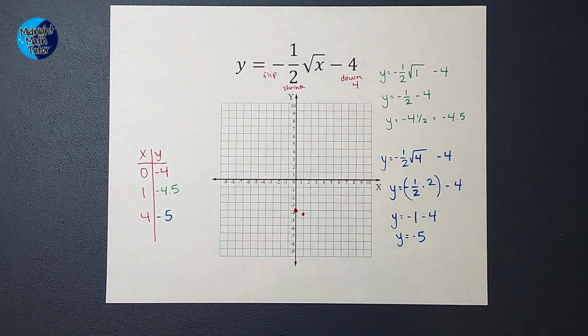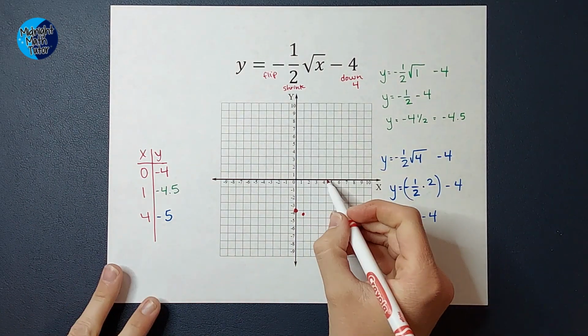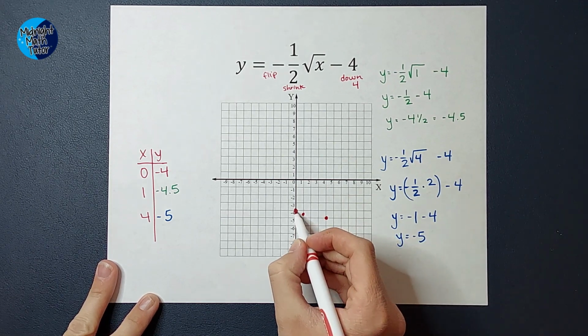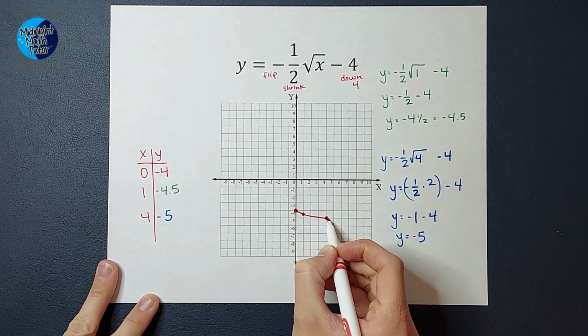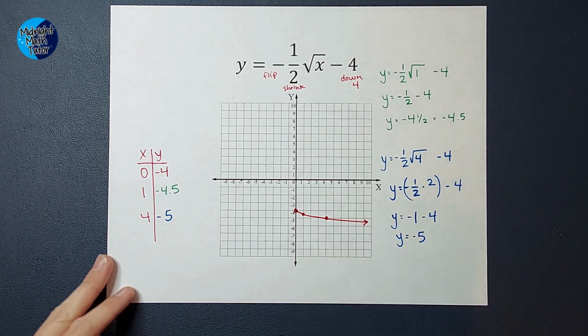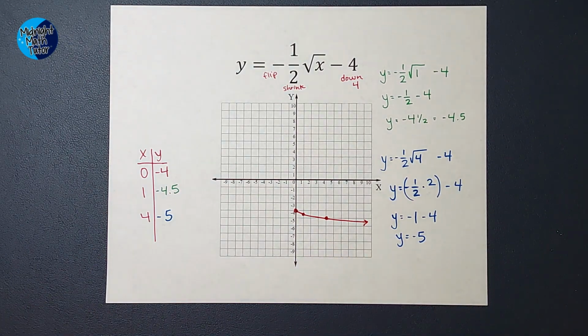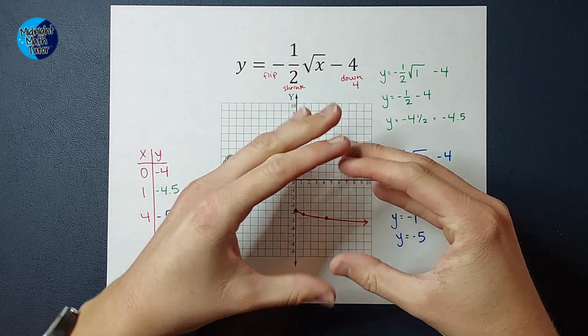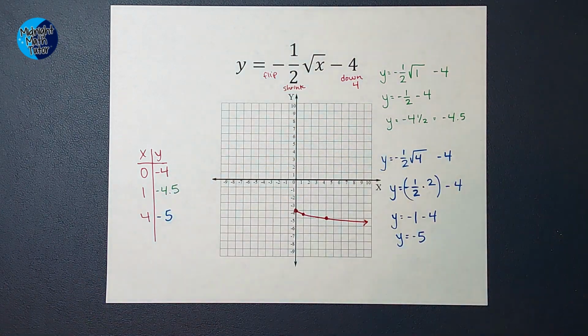So let's go ahead and put that on my graph. 4 over, down 5, there we go. Okay, so now my graph is going to look a little something like that. Okay, so if you've been graphing ones that don't have fractions out front, you'll notice that it's a lot skinnier this way, right? So it's compressed, okay?